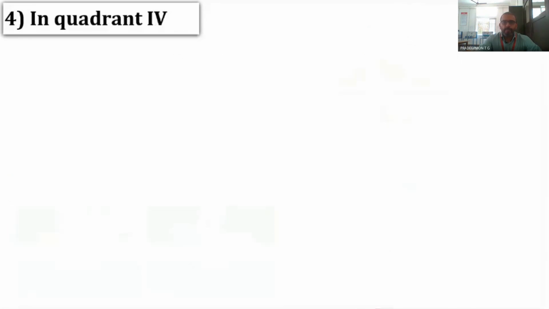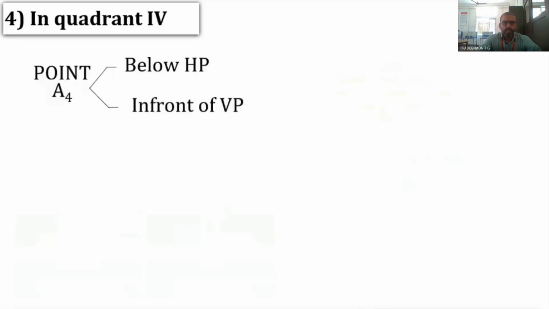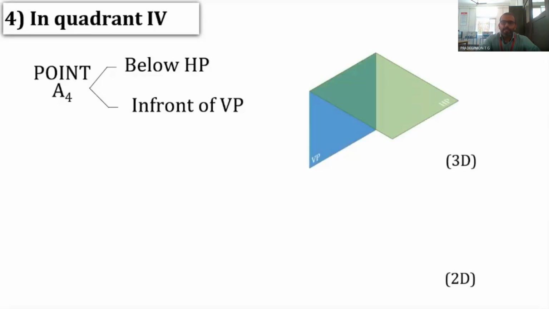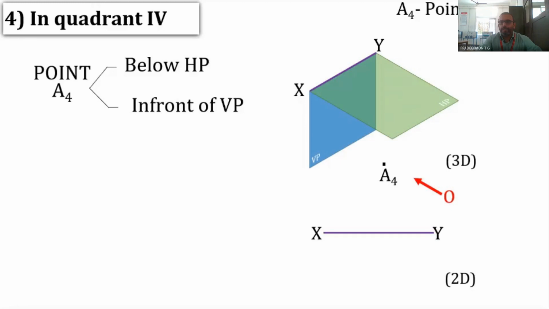Now, if the point is lying in the fourth quadrant, the point A4 is lying below the HP and in front of the VP. So in 3D, it is like this. This is the XY line. It is drawn in 2-dimensional drawing also. Now here is the point A4. In order to get the front view, the observer is looking away from VP, looking towards the VP.